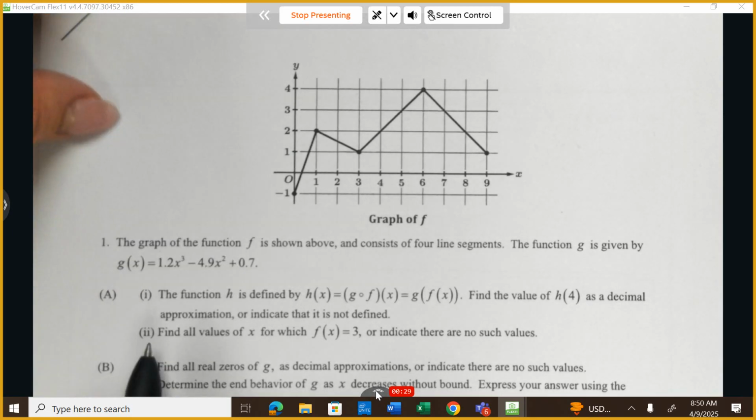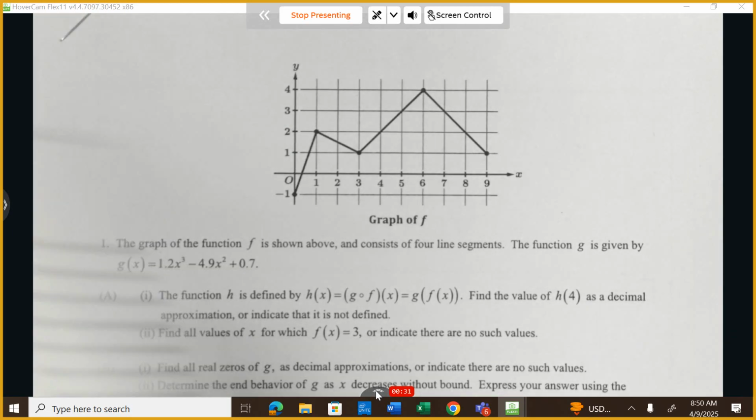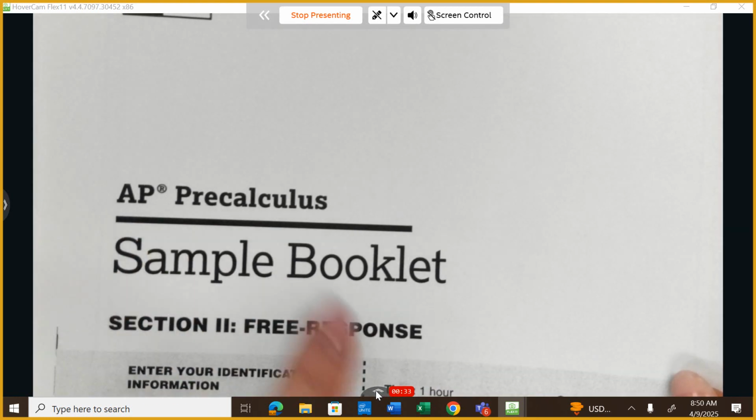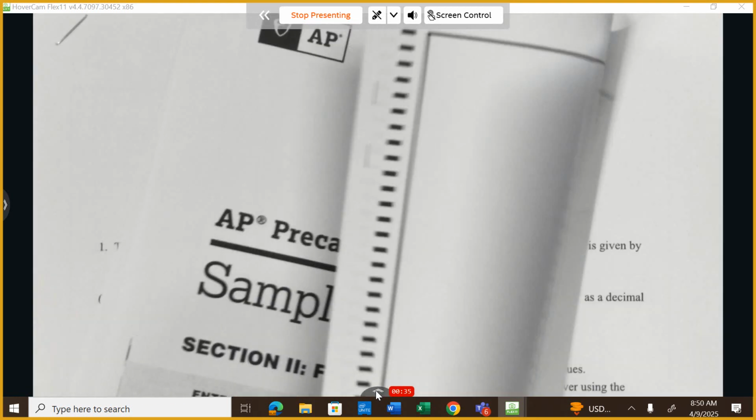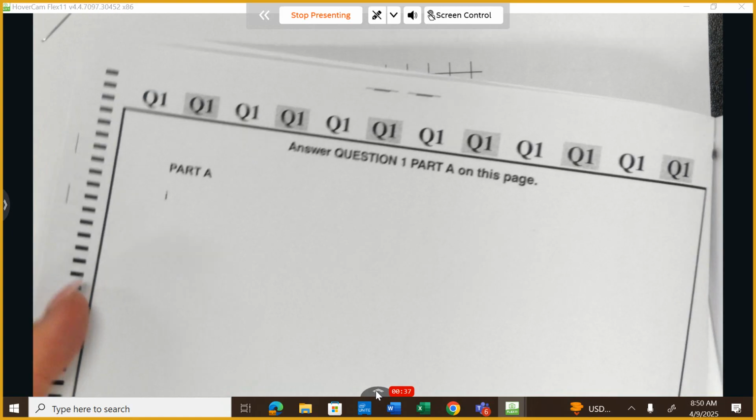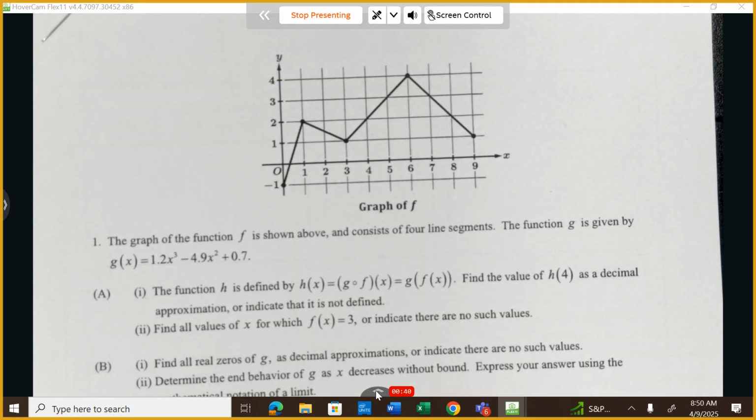Let's get started. How do we answer this? If you are with me in class, or if you're rewatching this, you're going to take a look at the sample booklet. You're going to turn right now and find part 1A, and you're going to write this down as I go through it with you.